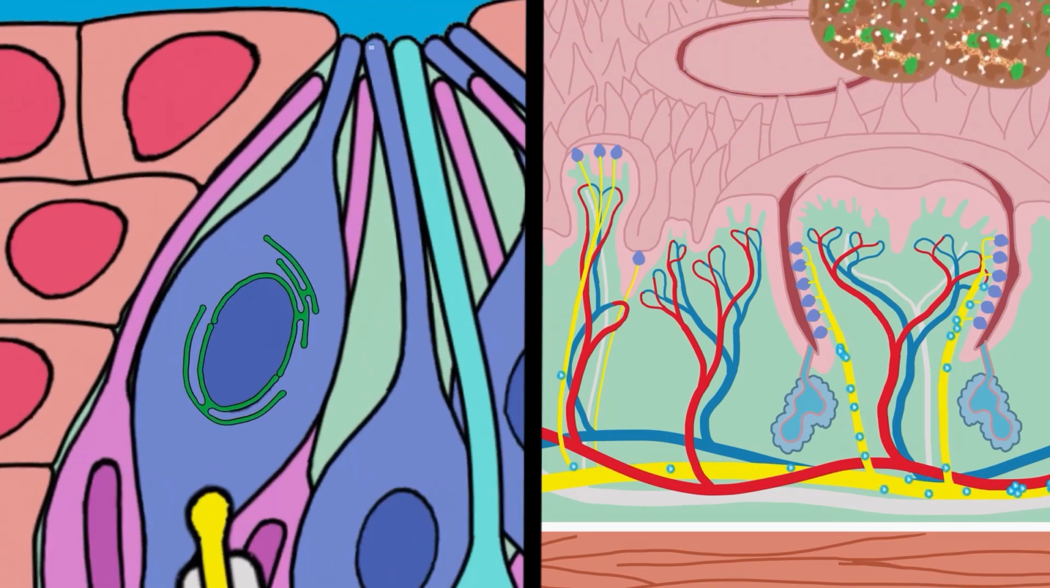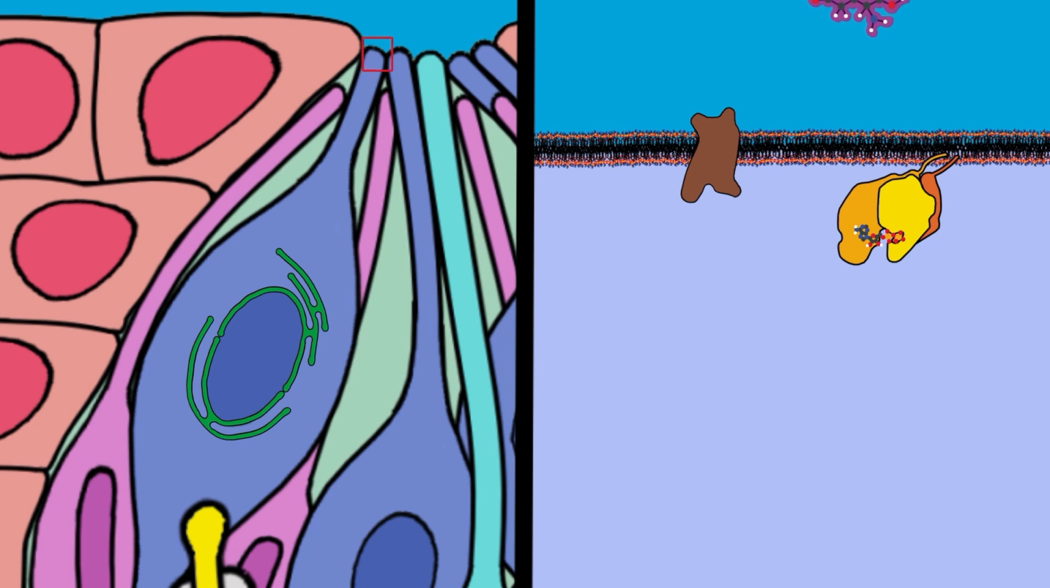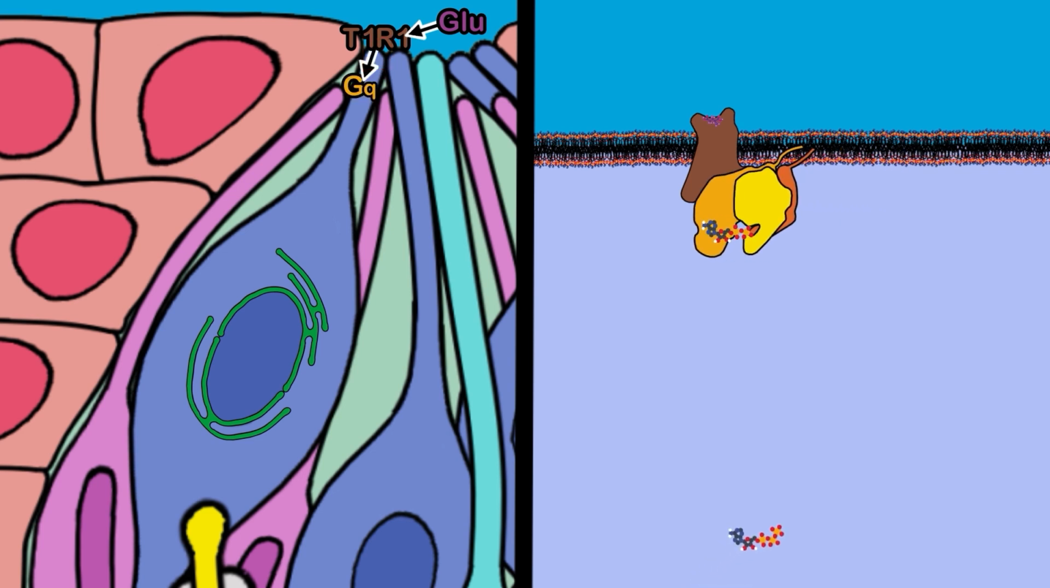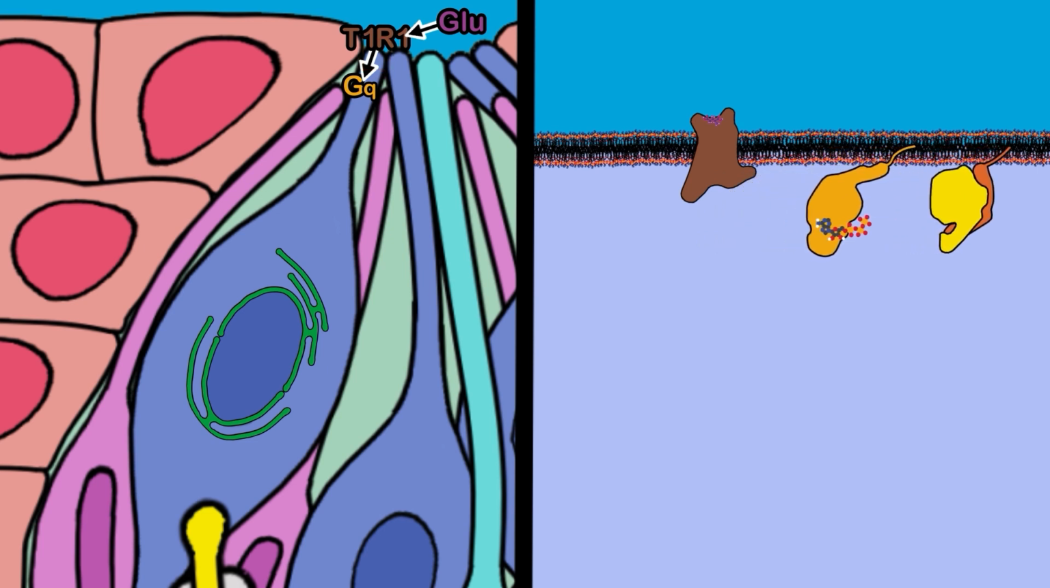When you take a bite of those spicy beef tacos, the amino acids in the meat bind with receptors on the cell membrane of taste bud cells. This causes the intracellular part of the receptor to change shape, attracting and binding with G proteins, inducing G proteins to exchange a GDP ligand for a GTP molecule, which causes the separation of their alpha, beta, and gamma subunits.